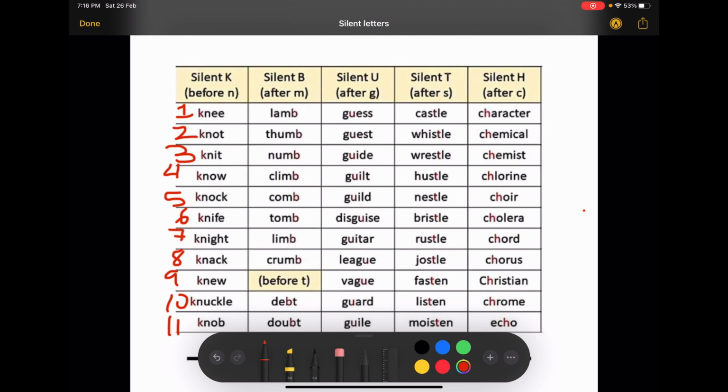The fourth word we have is chlorine. The fifth word we have is core. And the sixth word we have is cholera. The seventh word we have cord. And the eighth word we have chorus. We have Christian. And we have chrome. And the last word we have echo.